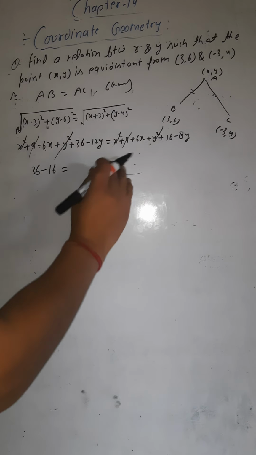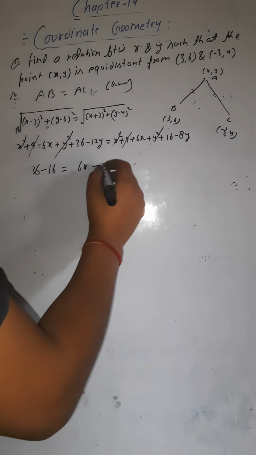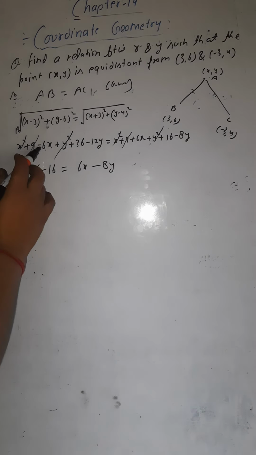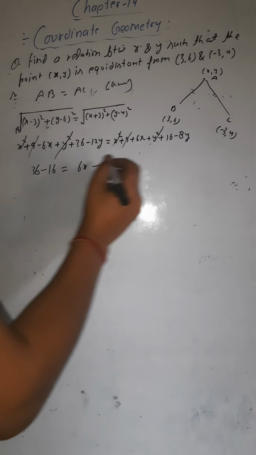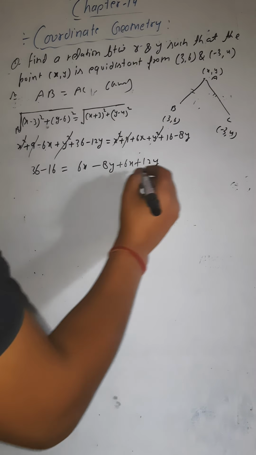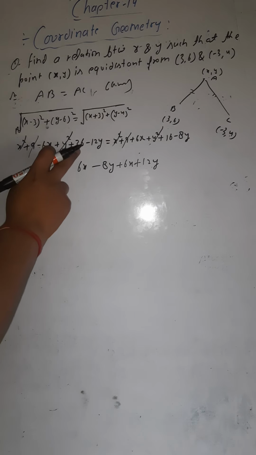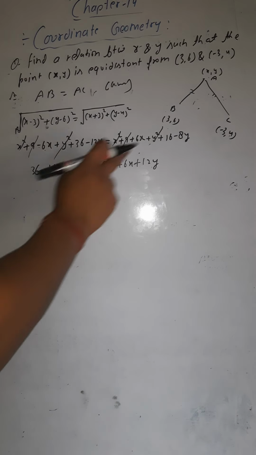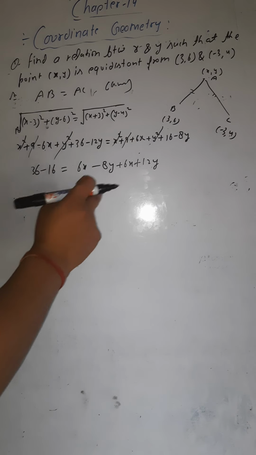And here you would have what? Here it is plus 6x minus 8y. Now from here minus 6x will go there and will become plus 6x again. And minus 12y will go there and will become plus 12y again. Is it clear? Only this much? So 36 is here, 16 minus 16 minus 6 plus 6x minus 12 plus 12y.